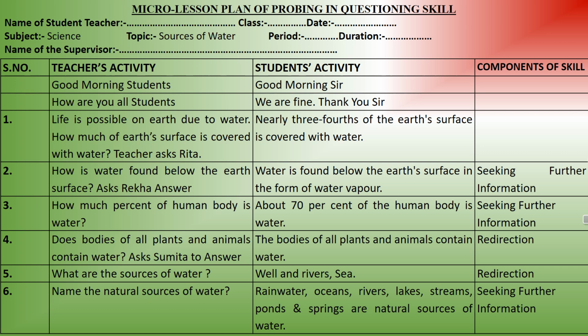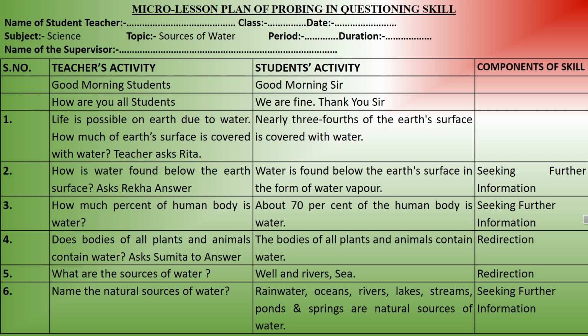Now we will come to the micro plan of probing questioning skill of micro teaching. First of all, we will write the name of the student teacher, then class will be written. After that, date will come. After the date, subject, that is science, and topic to be taught, that is sources of water, have to be written. After the subject and topic, period and duration will be written. In the end, name of the supervisor has to be mentioned.